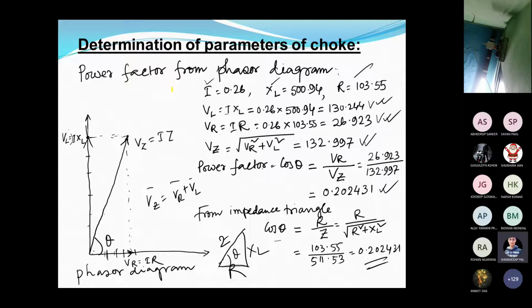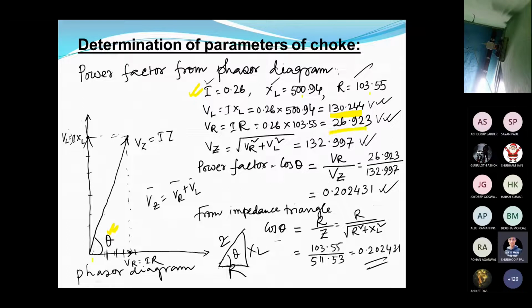How will you calculate it? You can say VR by VZ equal to cos theta. There are different ways. Now what current do I have, I is equal to this, XL is equal to this, IR is equal to this. So what will be the value of VL? This is nothing but I XL. The j is omitted; j indicates that it is 90-degree shifted. So VL equal to I XL, how much did you get? 130.